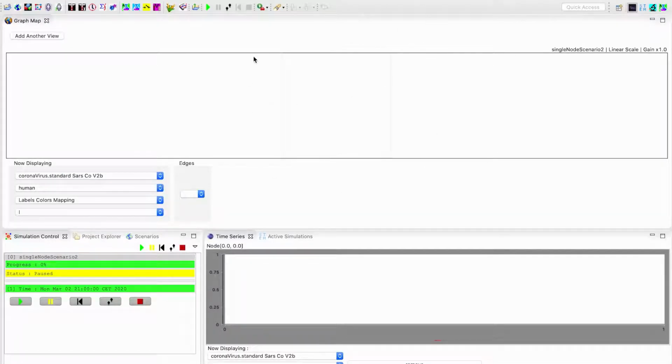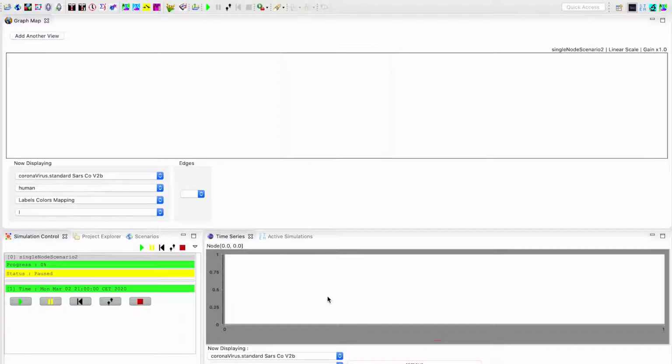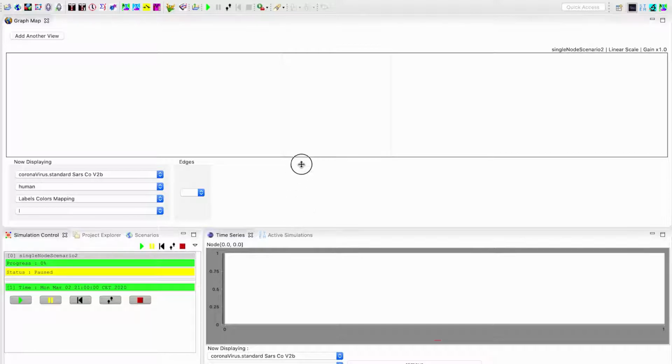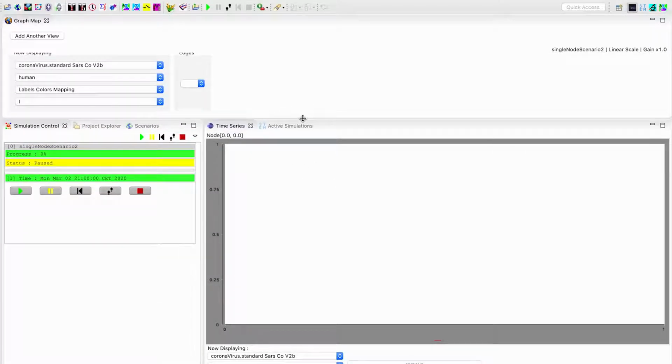So here the above graph map view for STEM is not so useful for our purposes as we're not looking at multiple geographic locations, just a single node, so a single square in the grid. We won't see much of interest above, but the time series view on the bottom right will provide information on the compartment numbers as the simulation proceeds.